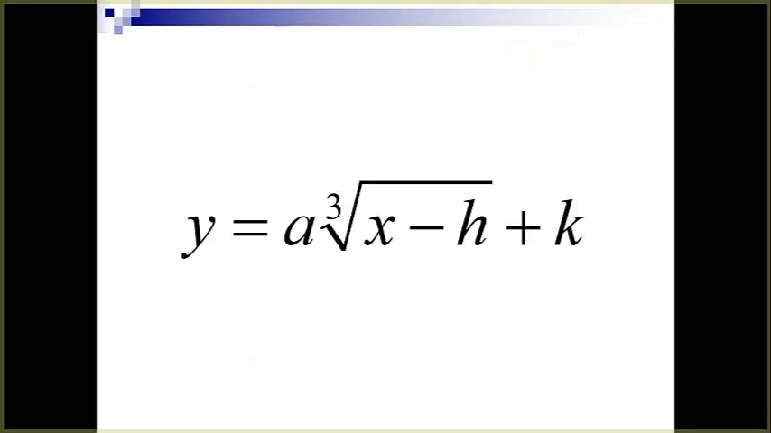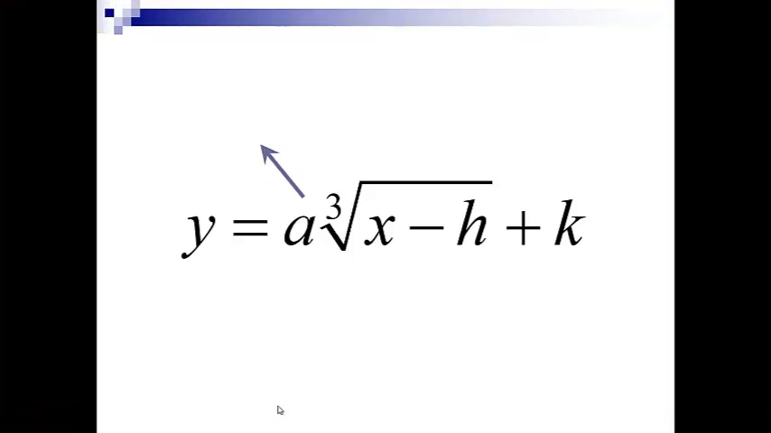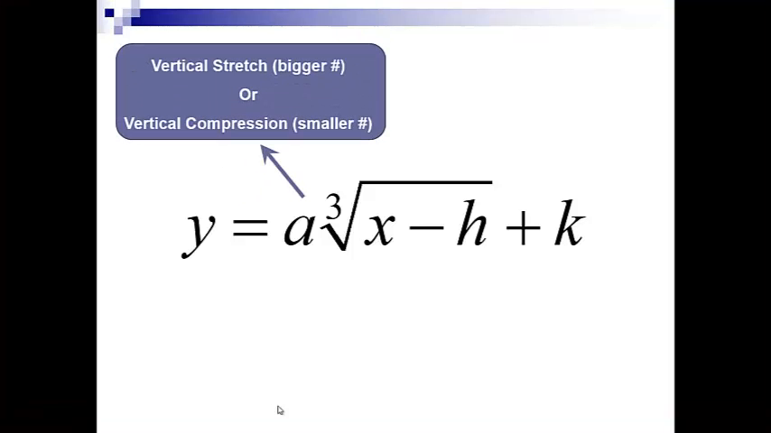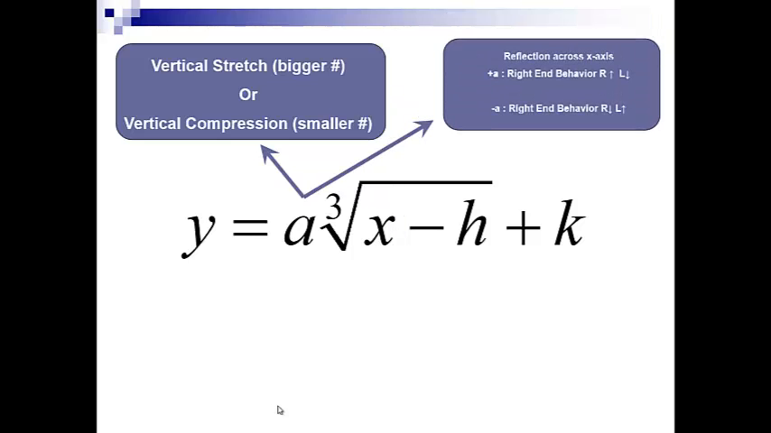So this one's going to be a little different and involves, instead of square roots, cube roots. First and foremost, we have your a, that again is going to be vertically stretching if the number is bigger, compressing if the number is smaller. You also have to note that if you have a reflection across the x-axis, if a is positive, your end behavior is going to go up and to the right and down and to the left. With a negative a, the end behavior is going to go down and to the right and up and to the left. So it kind of switches.